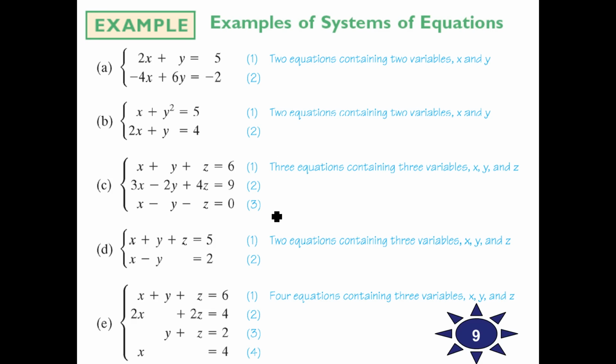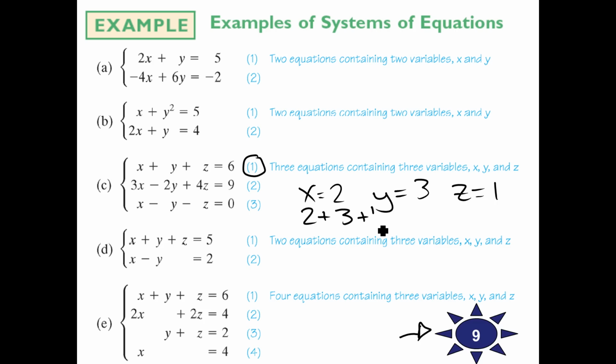All right. So here's some examples of some equations. The first problem you're going to do here, 9, is just making sure that any value that's given works for a system of equations. So if I told you here for C that x equals 2, y equals 3, and z equals 1, does this work for the system of equations? Let's check. In equation 1, we have 2 plus y is 3 plus z is 1. Does that equal 6? Yes, it does. It works.